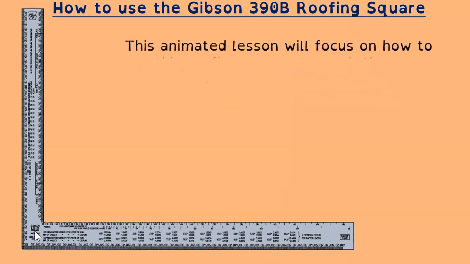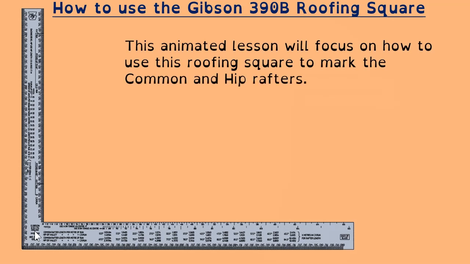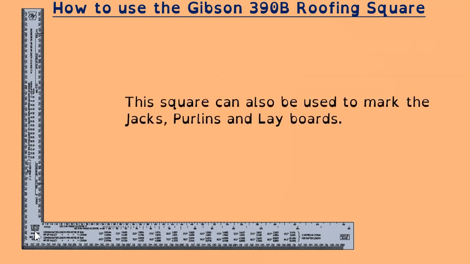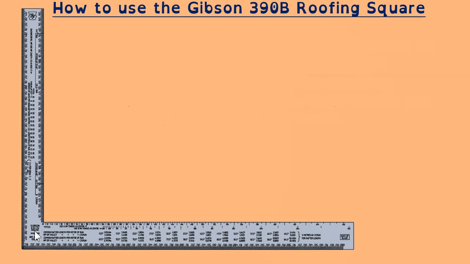So moving on. This animated lesson will focus on how to use the roofing square to mark the common and hip rafters. It can also calculate other components of a roof, such as the jacks, the purlins, and the lay boards.